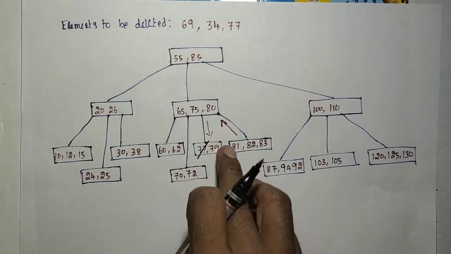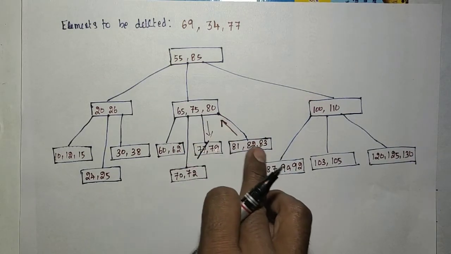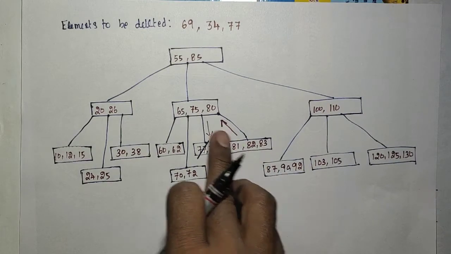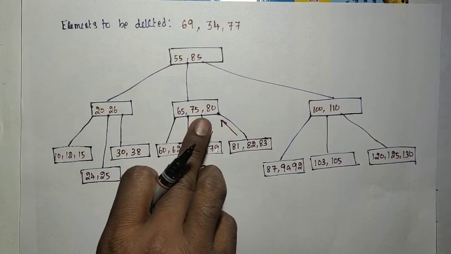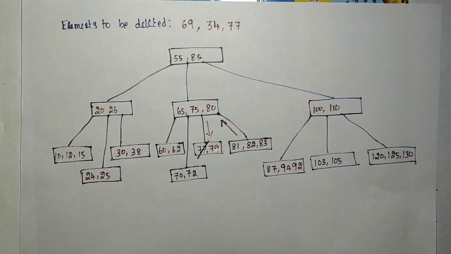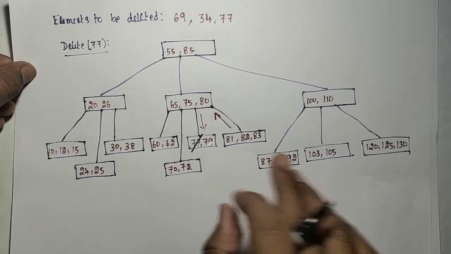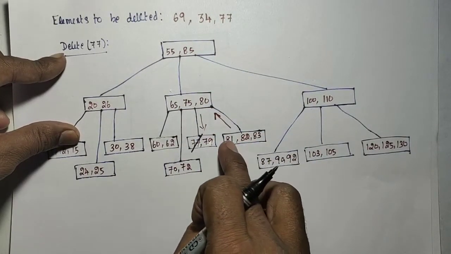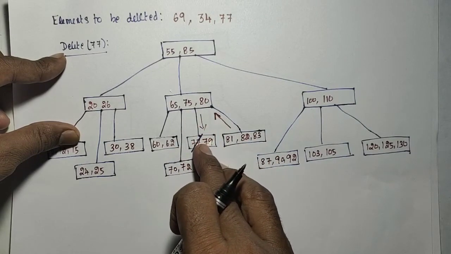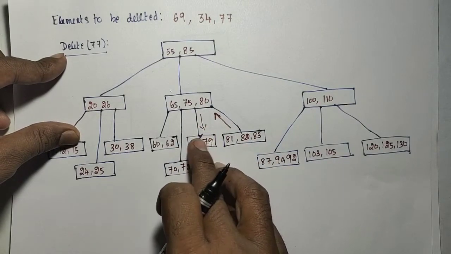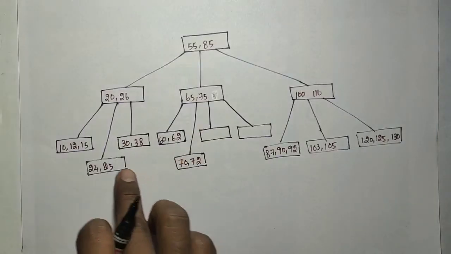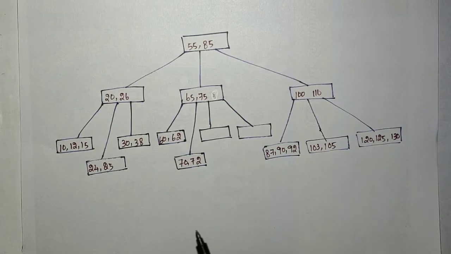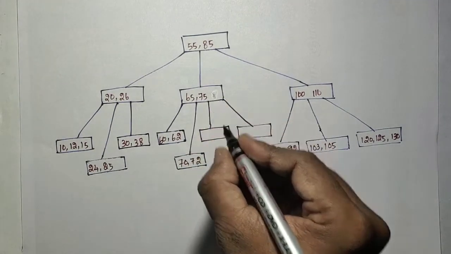Okay, so this will become 79, 80, and this will become 82 and 83. Here it will become 65, 70 and 81. The changes are only in this area. 81 is moved and 80 is moved to here, and 77 gets deleted. So there is no change in the other nodes. Whatever 80 is there, it will be moved here.